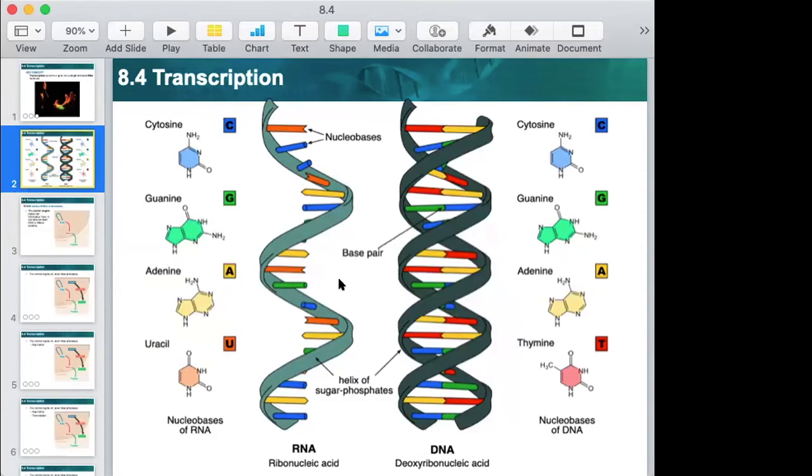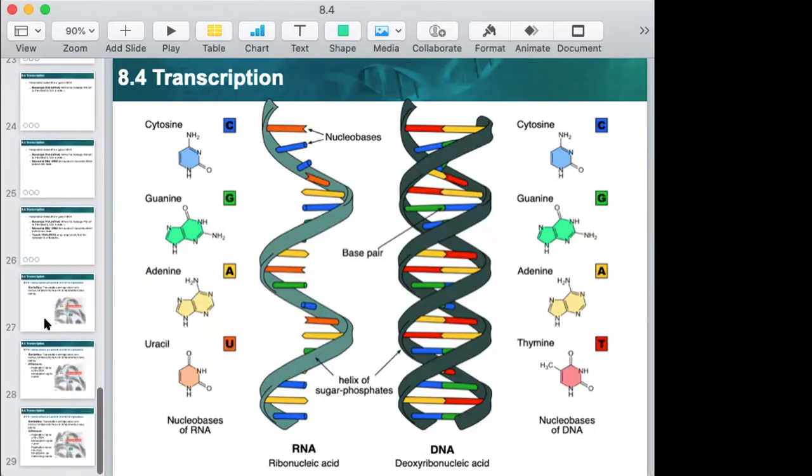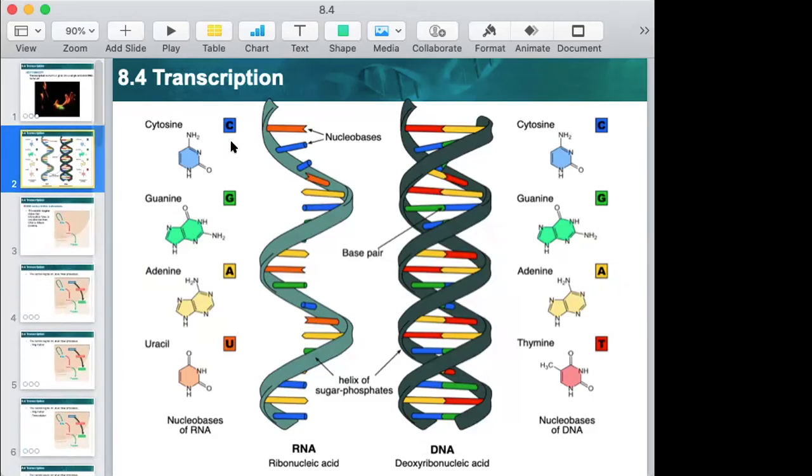Okay, so let's go through the differences between RNA and DNA. You don't need to draw what you see in here, but you do want to write down these right here, that RNA has these 4 bases. The DNA has these 4 bases right here. So you do want to understand how they're different from each other.